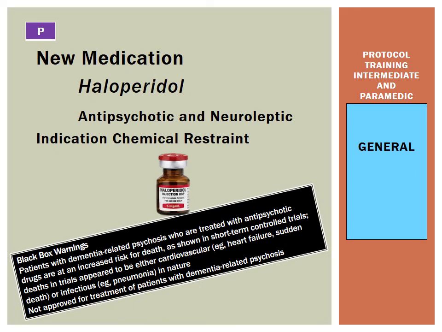Okay, so let's take a look at haloperidol or Haldol, the first of our new medications within these protocols. Haldol is an antipsychotic and a neuroleptic. Its indication is for chemical restraint. There is a black box warning on Haldol. Patients with dementia-related psychosis who are treated with antipsychotics such as Haldol are at an increased risk for death. In short-term controlled trials, death in trials appear to be either cardiovascular in nature or infection. This medication is not approved for treatment of patients with dementia-related psychosis.